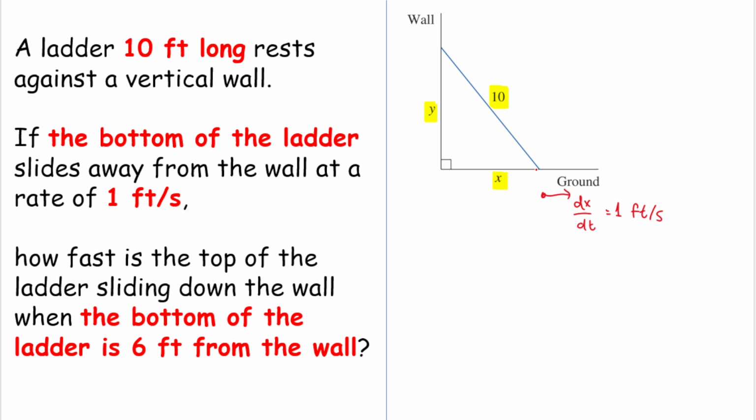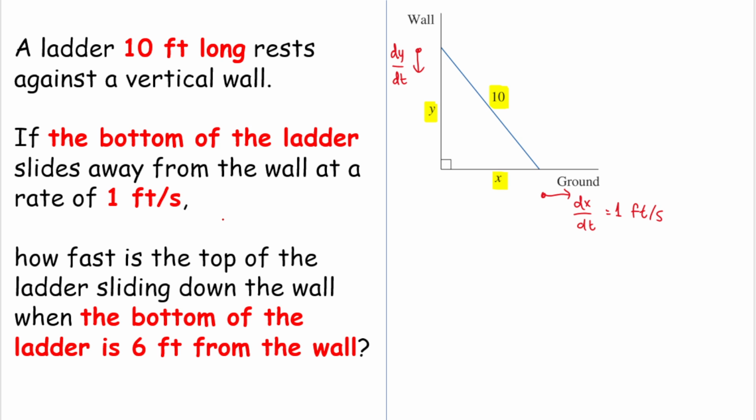But then if this moves to the right, this here will move down, right? Because the ladder is intact, right? So it has to be falling down here. So we will have this one here is dy over dt.